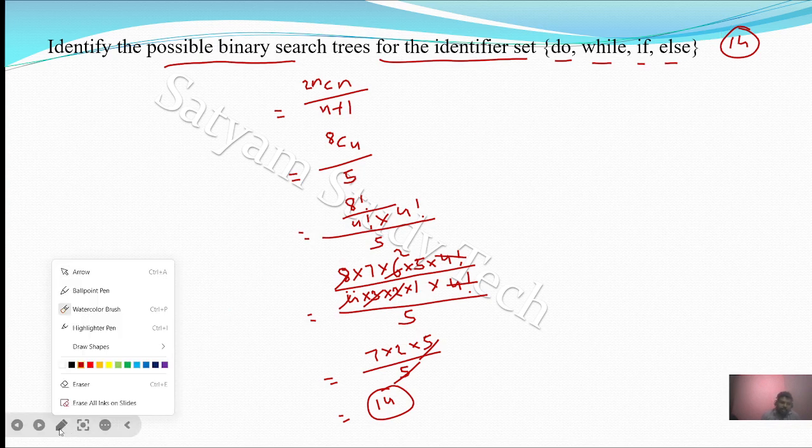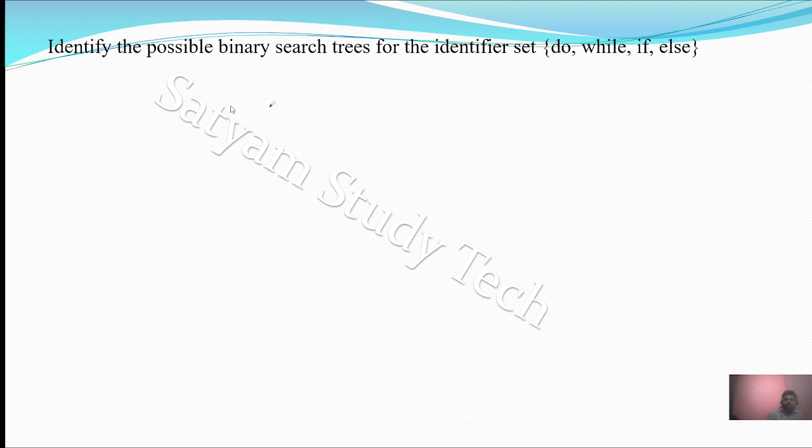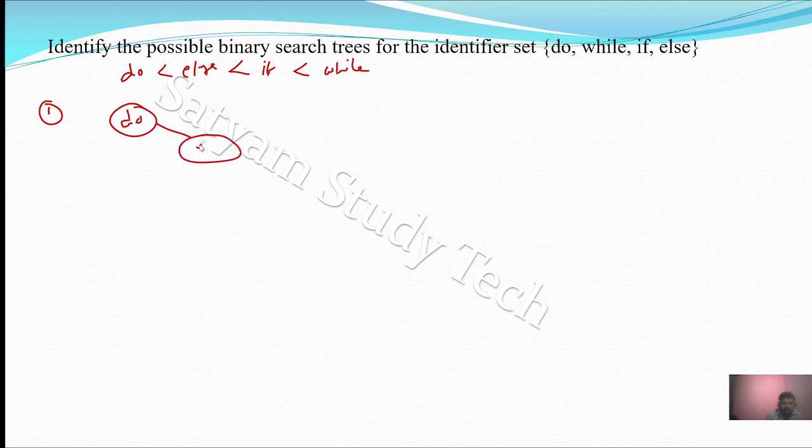So try to draw the binary search trees for these keys. First, note them down in alphabetical order: do less than else, less than if, less than while. I consider the first binary search tree. Do is the root node, and here it is else. Right of the else is if, right of the if is while. Okay, this is the first diagram.